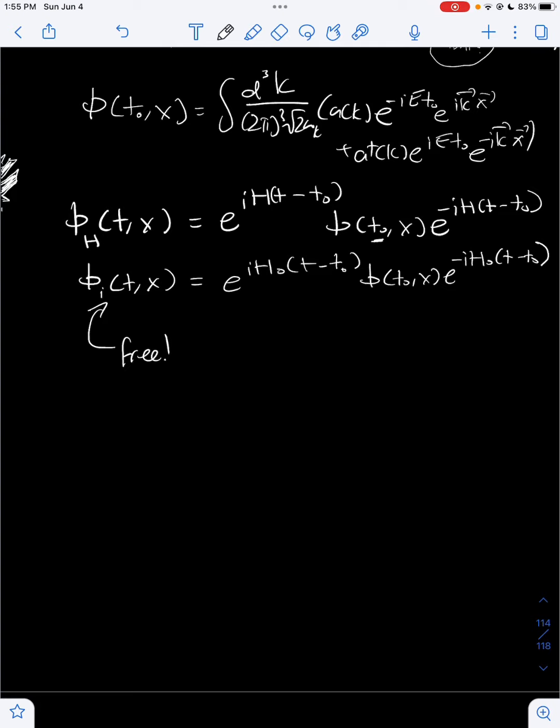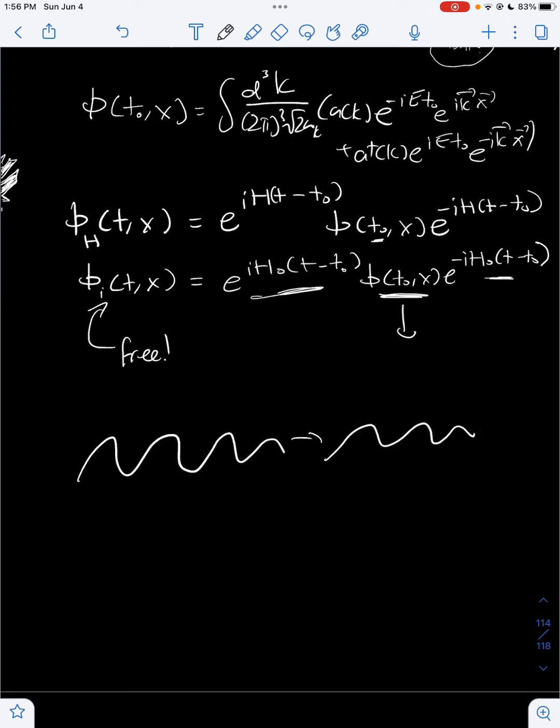Note that again, phi of t naught x can be expanded in terms of Fourier modes like this over here. And then we're evolving it with the free part of the Hamiltonian. So it looks like it's free at t equals t naught, and it continues evolving as if it's free. So the whole thing is pretty much just the free field, right? So the interaction picture field, phi I, is a free field, whereas phi H is an interacting field.